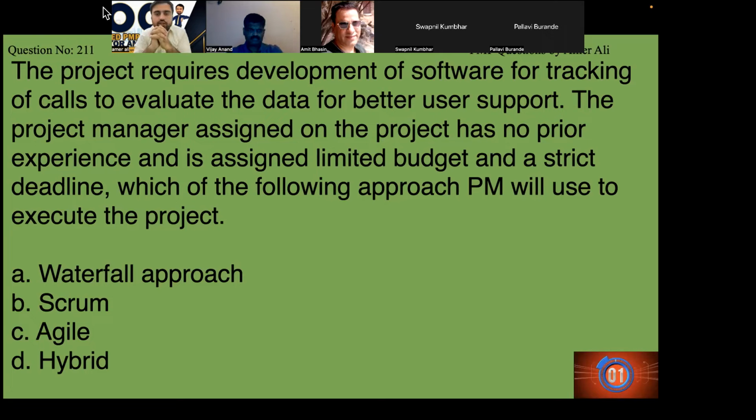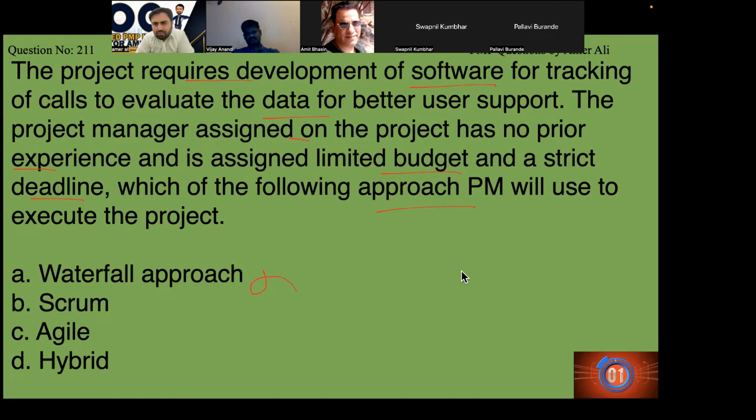G. The question says: which of the following approaches will the PM use to execute the project? The project requires development of software for tracking of calls to value the data. The project manager assigned has no experience and has a limited budget and a strict deadline. So we see they require development of software for tracking calls for the customer. Waterfall goes out of the box, so we will not work into that.